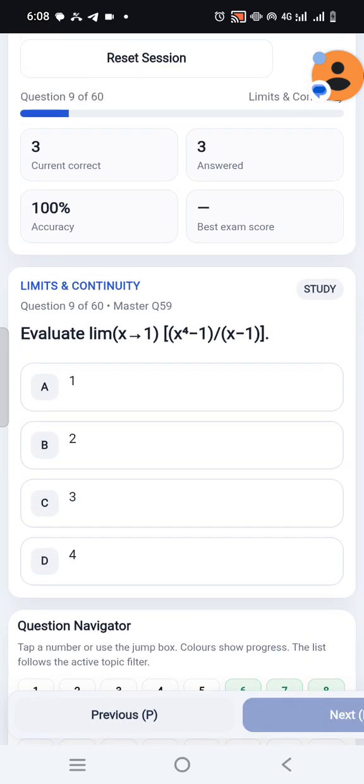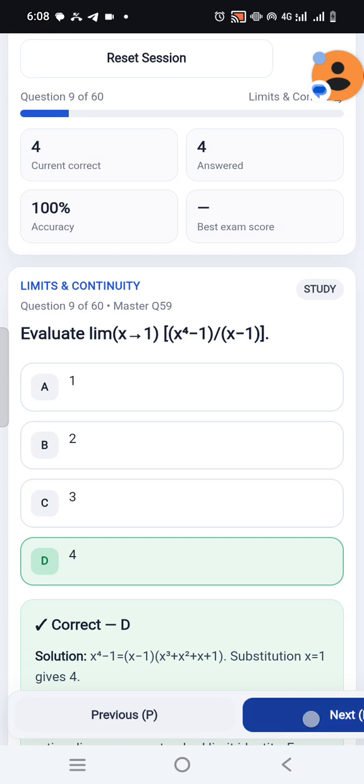So moving to the next one, as s tends to 1, the numerator and the denominator are 1, 1. So let me use L'Hopital's rule. When I differentiate s to the power 4, that will be 4s cubed. And when I differentiate x, that is 1. So that will give me 4 times 1 cubed, that is 4. So 4 is my answer.